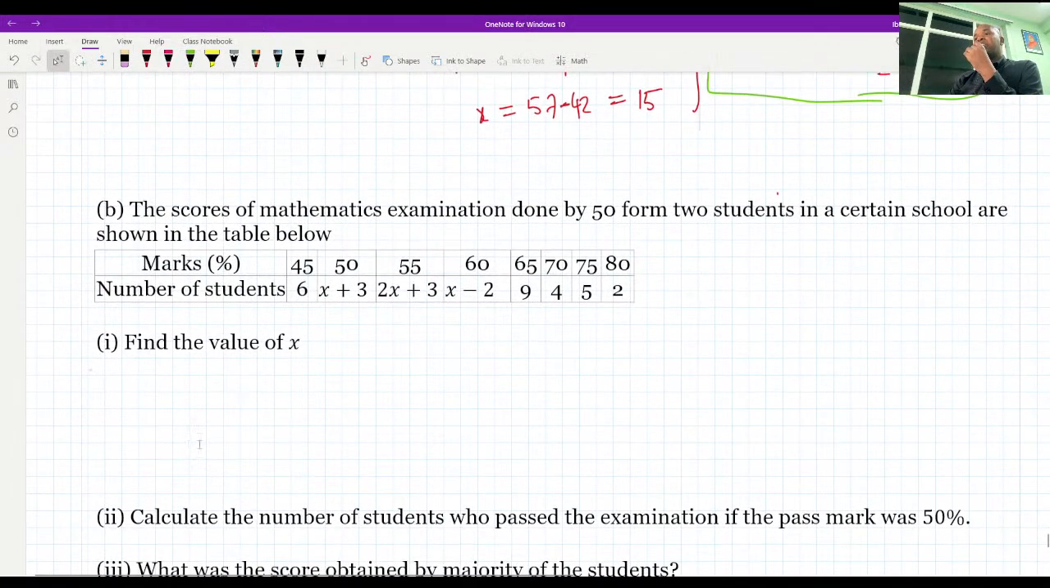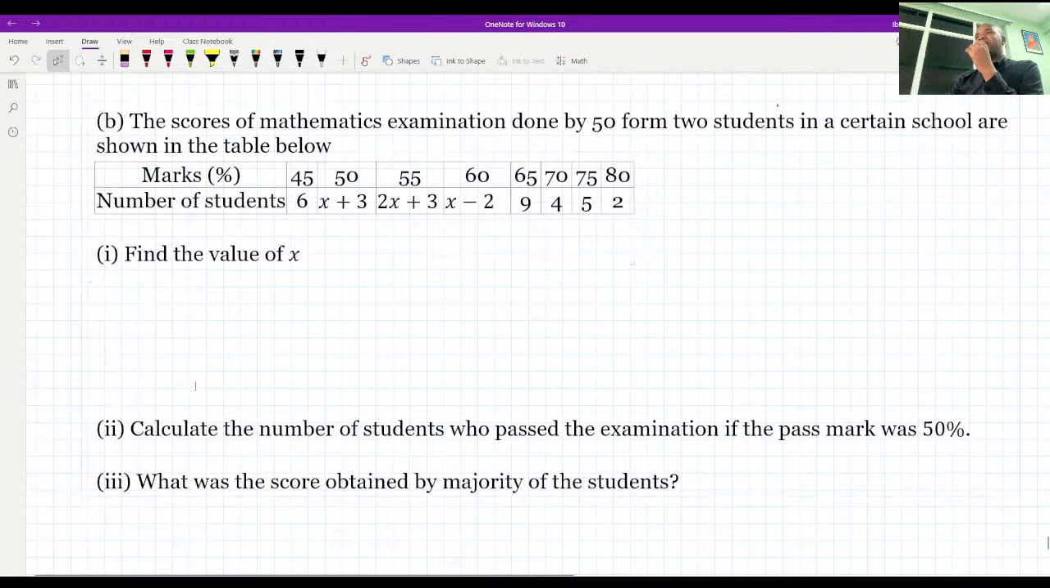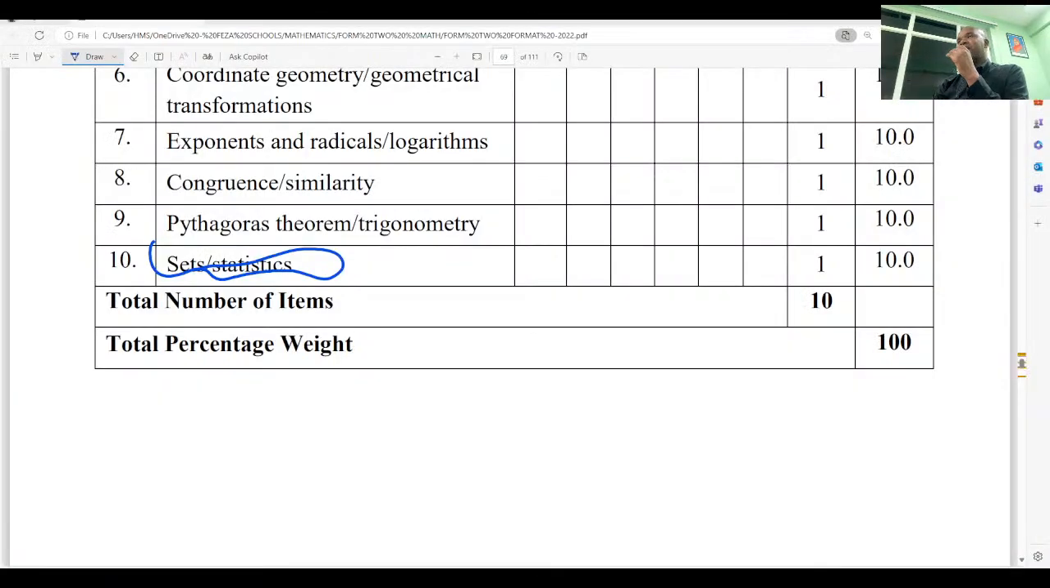We jump now to question number 10B. This question is on statistics. If you check the format, the question is going to come from set and statistics. This is exactly the same as the format you're going to see in national exams. So make sure you master the topic of set and statistics, and I'm sure you're going to manage to get 10 marks in question number 10.